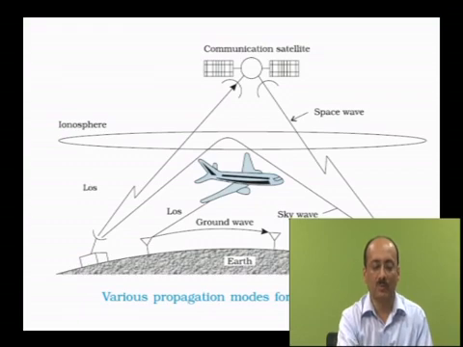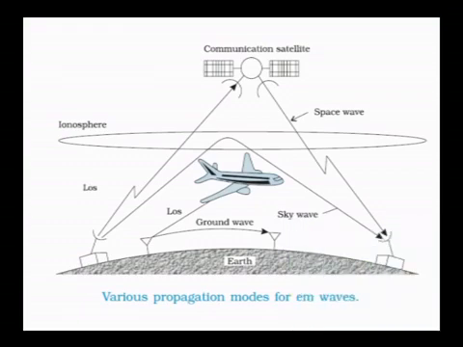This is the overall picture of different modes of propagation of electromagnetic waves. You have ground wave propagation here, direct line of sight also, and ionospheric layers are reflecting, and the communication satellite is there. In fact, a communication satellite will be a repeater station in space. It will directly receive from the transmitter and retransmit that to different locations that are designated.